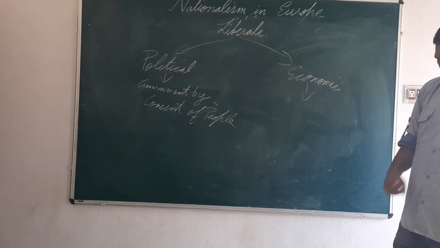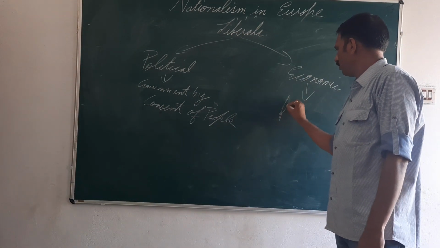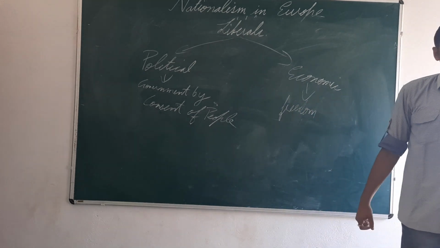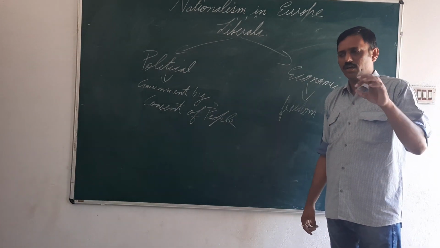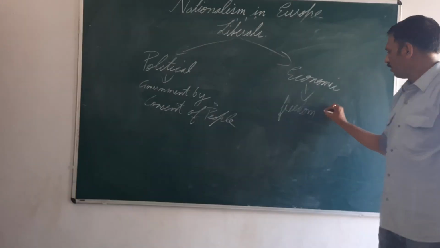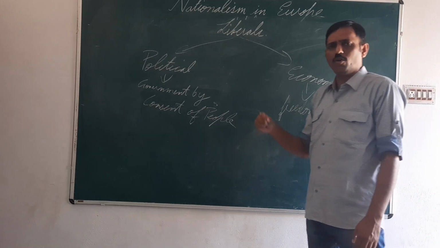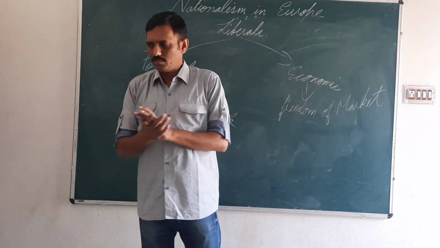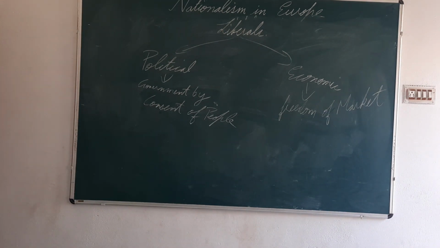In economic ideas, more freedom to the means of production. That means in the economic sphere, government should not interfere. Again and again, government should not interfere in the matter of production. Freedom of market. People were free to purchase and sell their things. So this was how liberalism was working. Liberal nationalism.